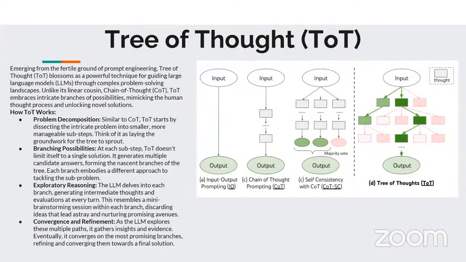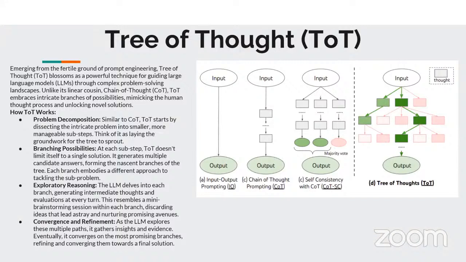After that, there is tree of thought. What is tree of thought? Tree of thought is a method that helps LLMs solve complex problems by exploring multiple solutions. Here we are using multiple solutions, similar to how humans brainstorm and evaluate different ideas. So why is it important? It allows the LLM to think more like humans, considering various possibilities and finding the best solutions.